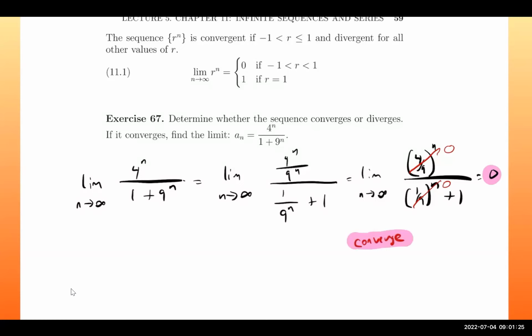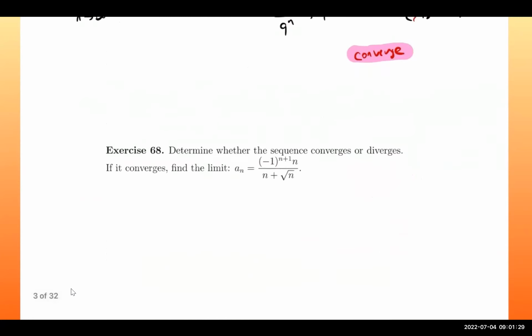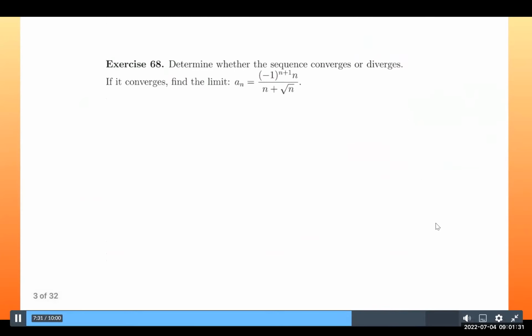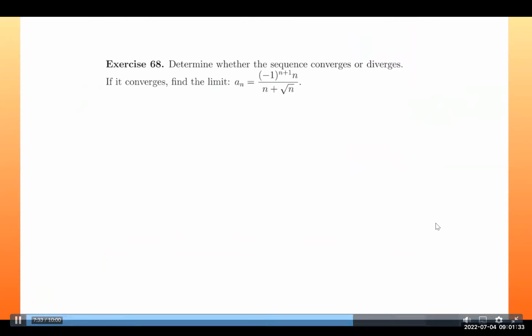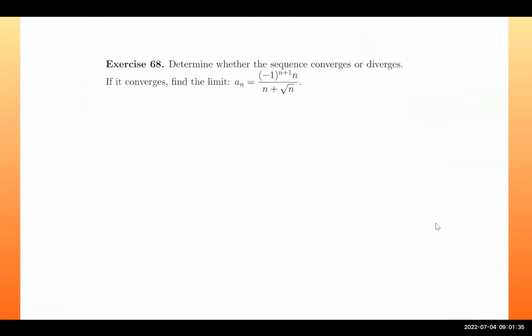All right, and I believe there is one more problem. So let's look at that last one. All right, determine whether the sequence converges or diverges. So same thing. So let's take a look at this one. Let's start off by taking the limit as n approaches infinity of -1 to the n plus 1 times n all over n plus radical n.